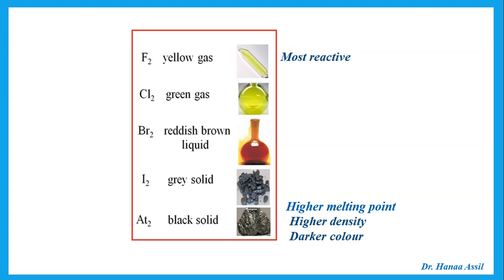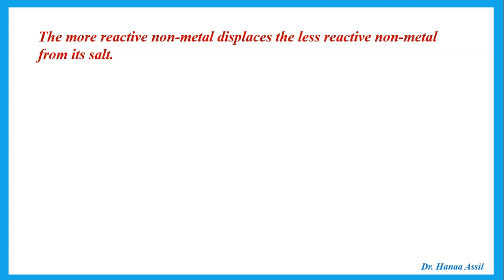Remember again, we said the one up in group 7 is most reactive. As we go down, we said the color gets darker, density increases, and melting point increases. Remember, we're changing from gas, liquid, solid. That means the ones down have higher melting and boiling points. Now, the more reactive nonmetal again displaces the less reactive nonmetal from its salt.